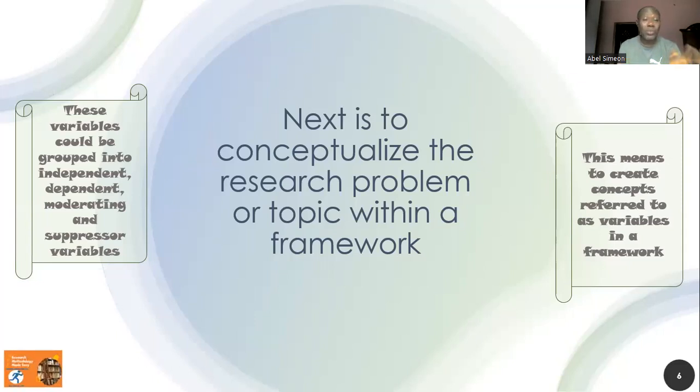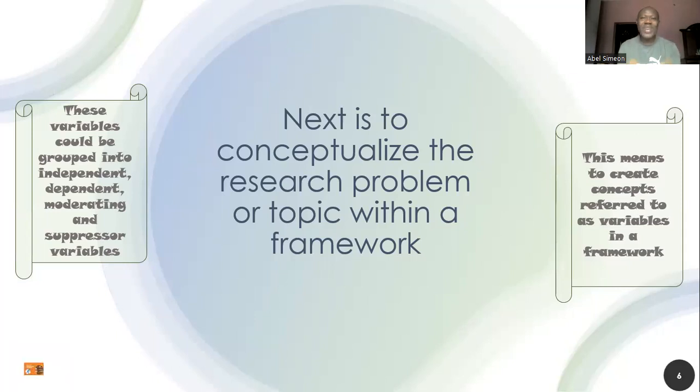If you make the first one, you're making the second one. If you make the third one, you're making the fourth one. So what are they? The independent variable. If there's an independent variable, then there should be a dependent variable. Then the next, if there is a moderating variable, then there should be a suppressor variable.